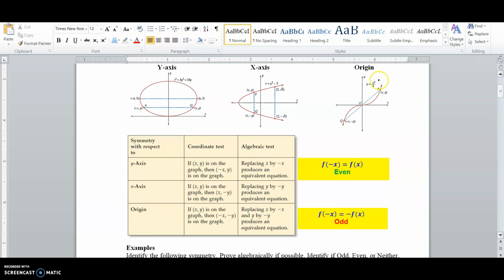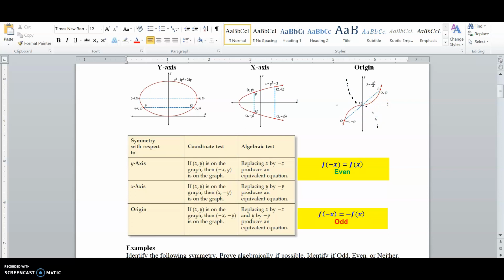I'm going to skip over here to the origin. If we have symmetry across the origin, and another easy way to look at it really is if we were to flip the graph across the x-axis or the y-axis, it doesn't matter which one first, we flip it across one axis. So the bottom of the graph kind of comes down and the top of the graph goes up.